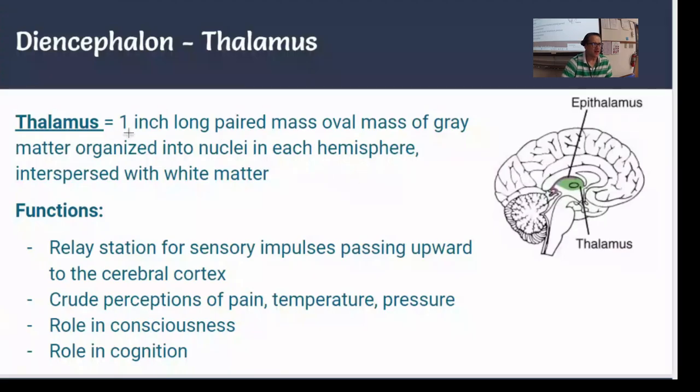All right, so the thalamus, one inch long. I highly doubt there's going to be a question like, "Hey, how long is the thalamus? A, half an inch. B, one." There's not going to be a question like that. Just know where it's at. So here it is again in green. There's the thalamus, hypothalamus just below it, epithalamus back here.